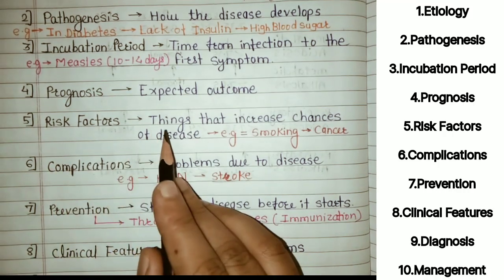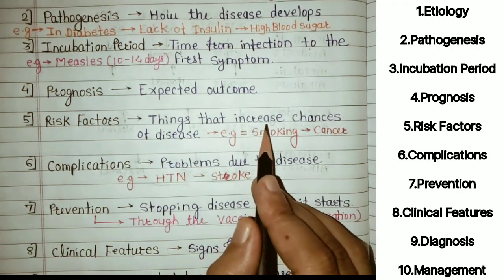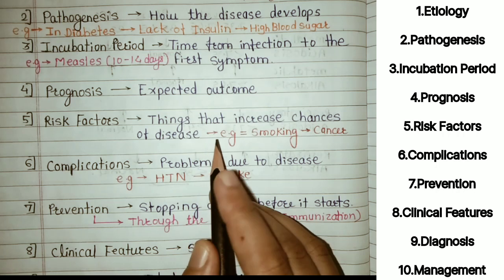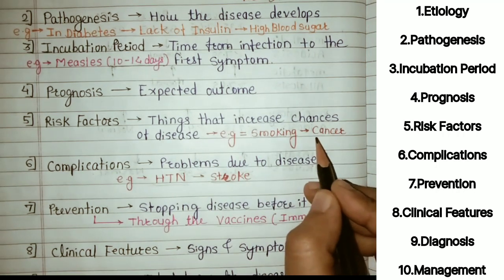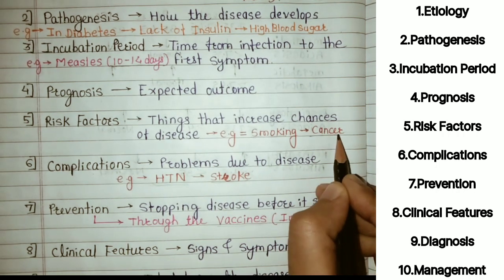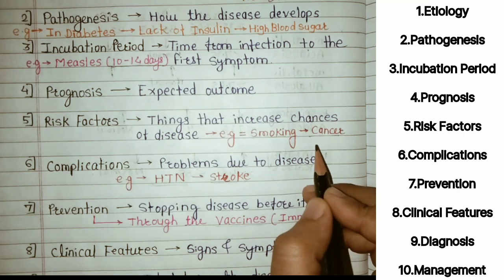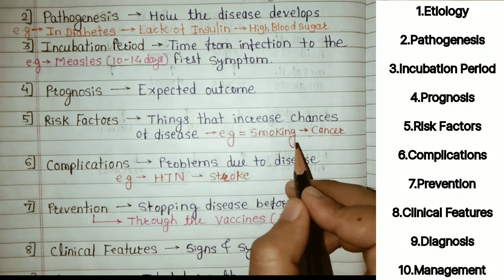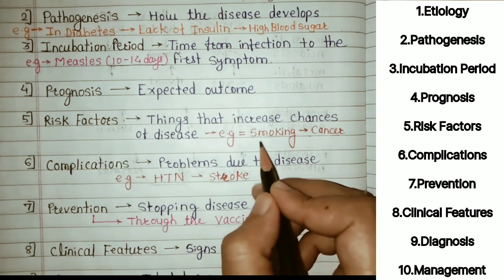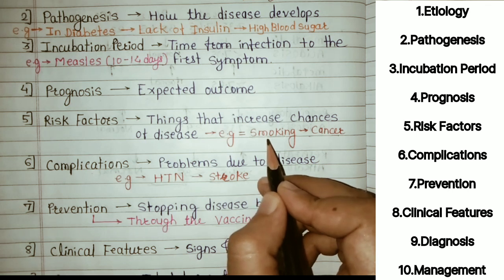Then risk factor. A risk factor is something that increases the chances of disease. For example, smoking leads to cancer. In females, the chances of breast cancer are higher because of smoking, which is a risk factor.